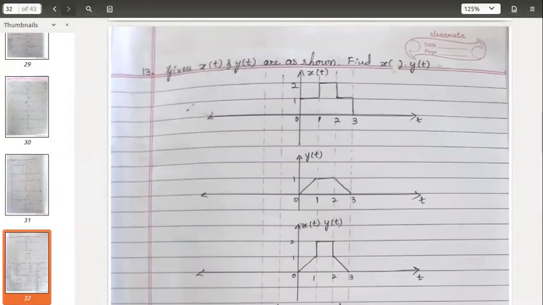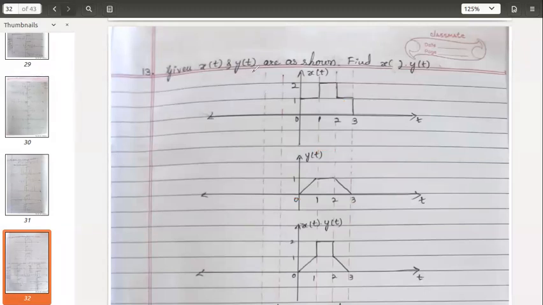Take this 13th problem as homework and try to solve it. It is very simple because all amplitudes are either 1, 2 or 1. Your y of t signal is given, x of t is given, you only have to do multiplication. Sorry, here I forgot to write t: x of t into y of t. So please try to solve it by yourself.